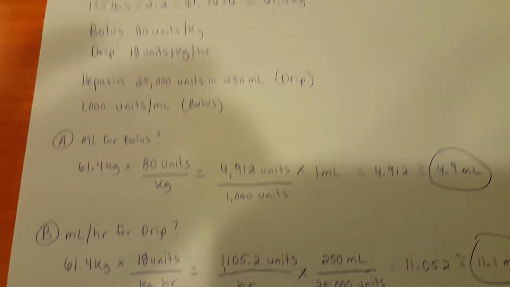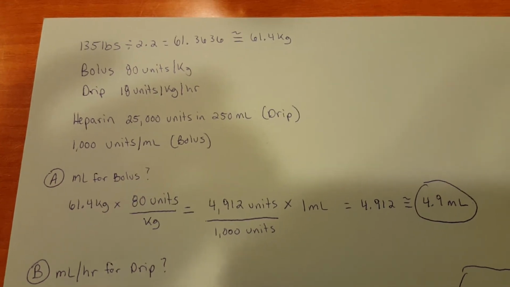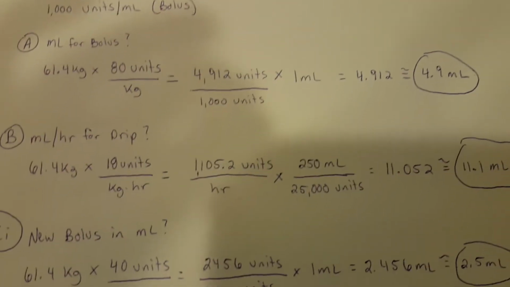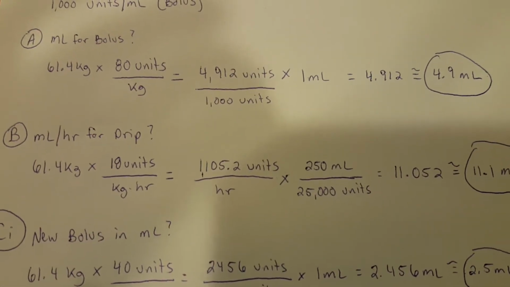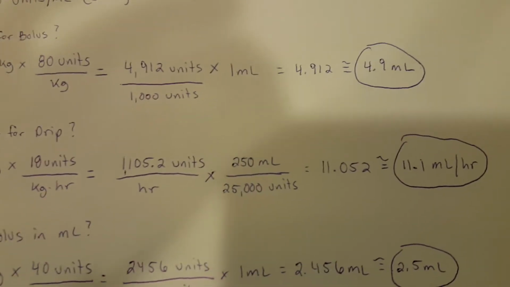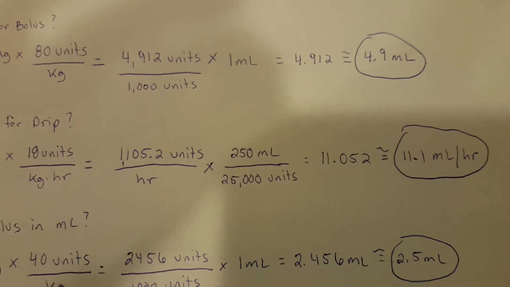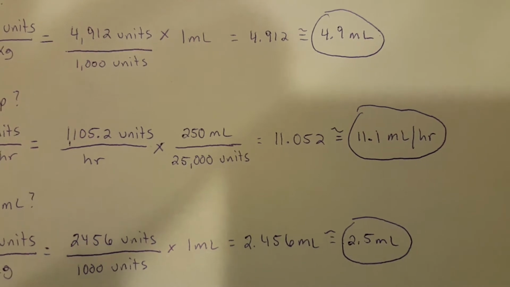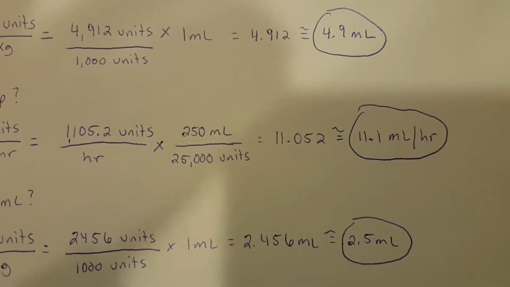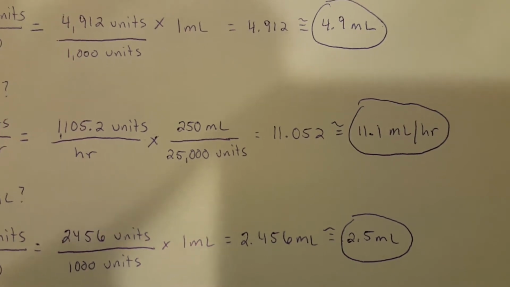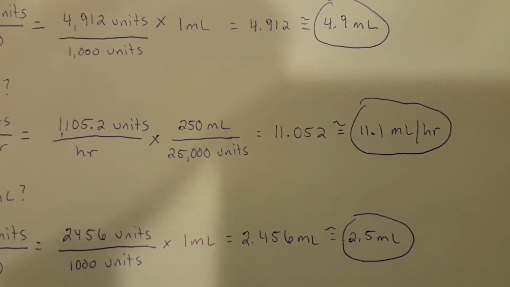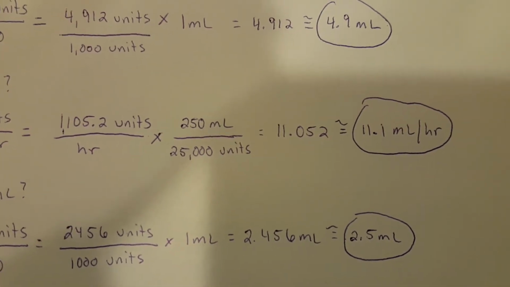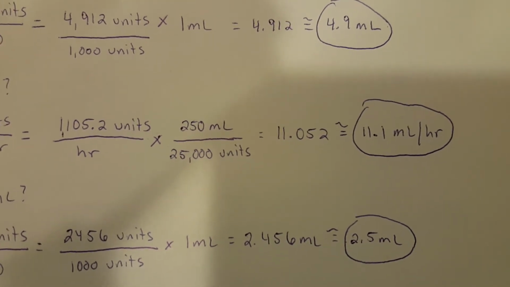For milliliters per hour, again, we're going to use the drip strength, the patient's weight, and also what's in the bag, the heparin 25,000 units in 250 ml that we discussed earlier. So the patient's weight times the 18 units gives us 1,105.2 units per hour. Then we convert that units per hour to milliliters per hour. I arranged this slightly differently than in problem A. This is more of a dimensional analysis approach where I kept the units per hour on its own numerator and denominator, and then the conversion as its own numerator and denominator.